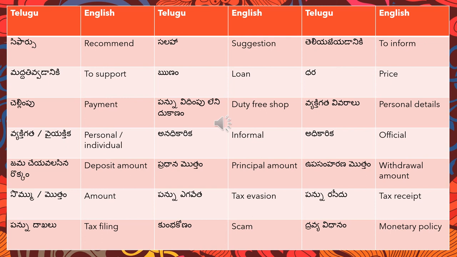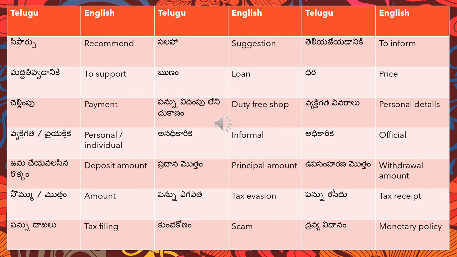Vyaktigata vivaralu, that is personal details. Vyaktigata or vyaktika, that is personal or individual. Anadhikarika, that is informal. Adhikarika is official. Adhikarika is formal and anadhikarika is informal.